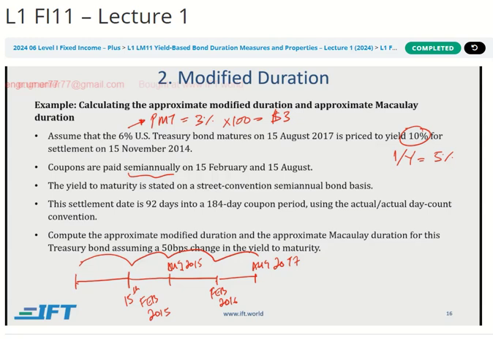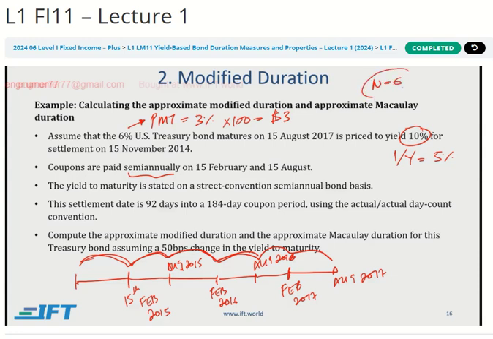And then, no, sorry, there is Feb 2016, and then August 2016. And then you've got Feb 2017, and then August 2017. So that's 1, 2, 3, 4, 5, 6. So n is equal to 6.